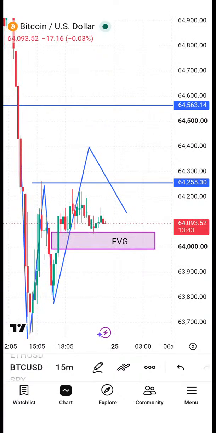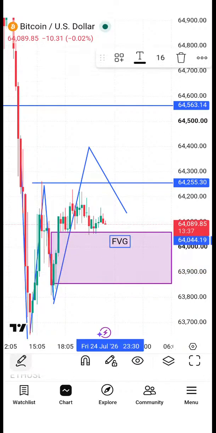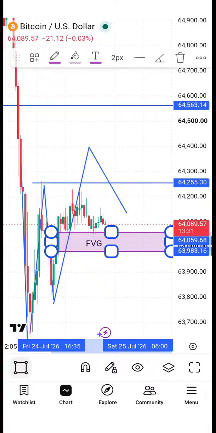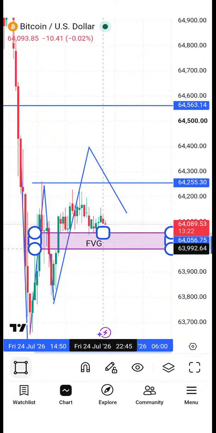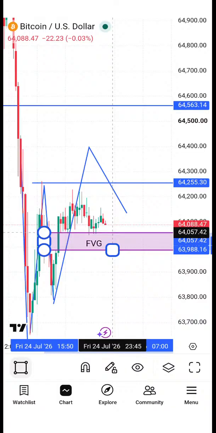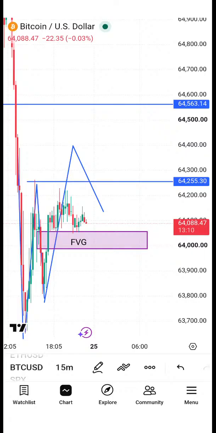We are not executing any trade, guys, for now. We are waiting. Waiting for the market to break above.